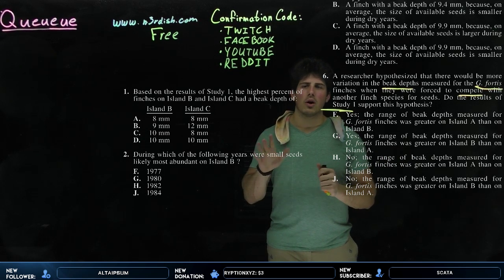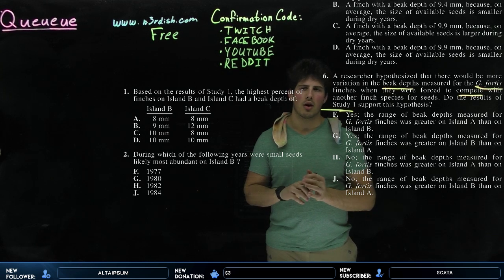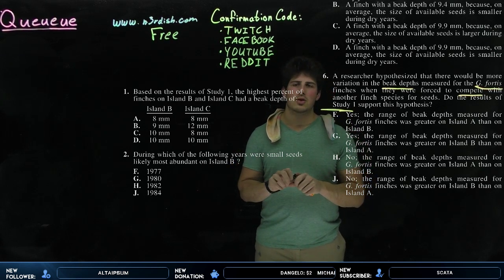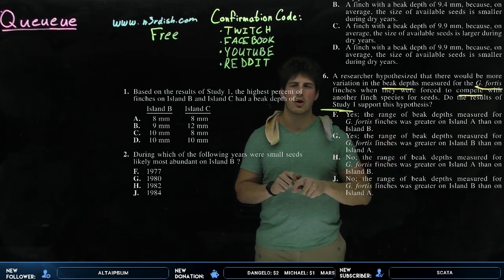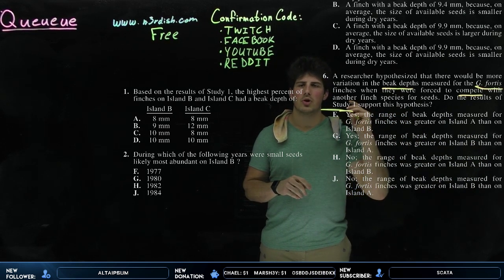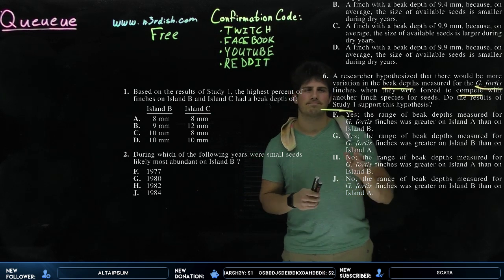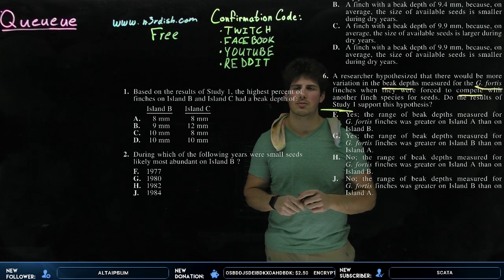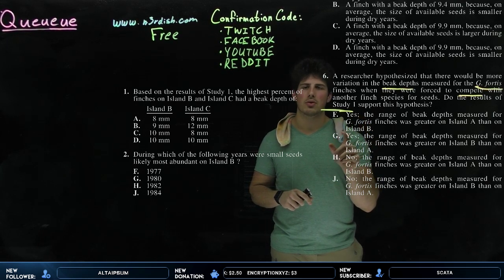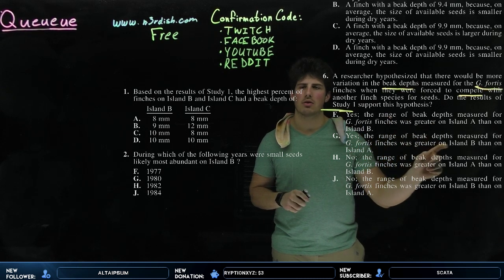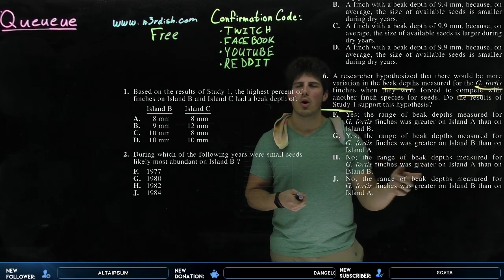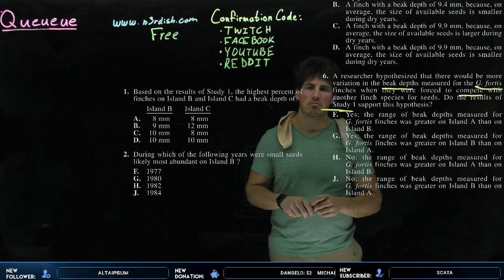I want to talk about this question type in particular. A lot of the questions 6 and 7 have this pattern: yes, yes, no, no, and then there are explanations after it. So you're answering both of those. There's going to be contradictions here, meaning, for example, G, yes, the range of beak depths measured was greater on island B than island A. That would not be contradictory. No, the range was greater. Okay, cool. So this one actually isn't contradictory, which is actually not a bad thing.